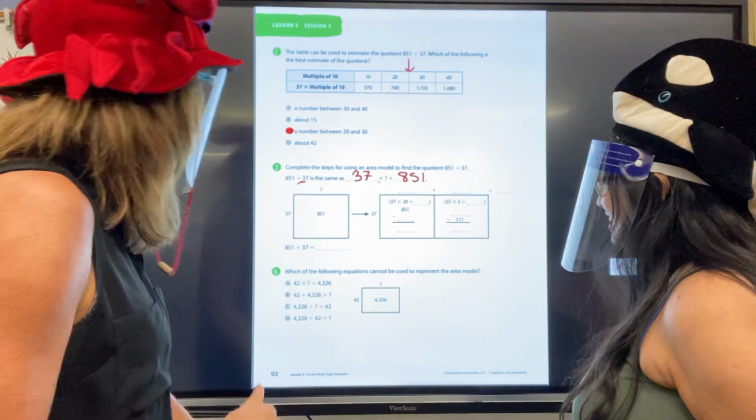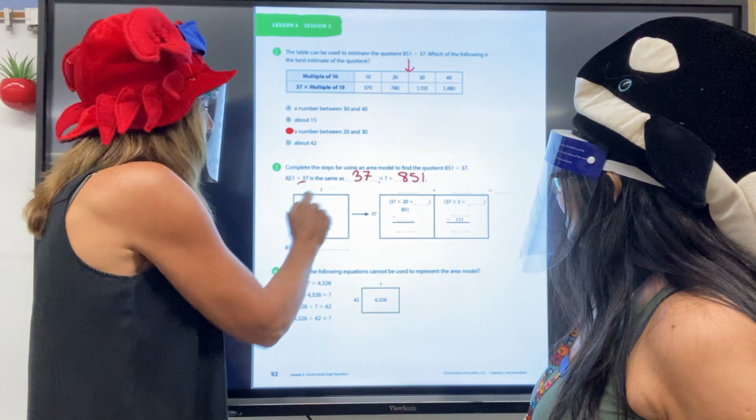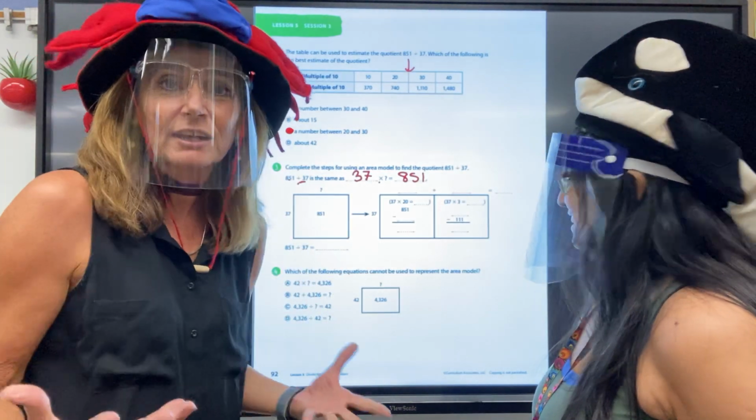All right, and so then they wrote it here as an area model. 851 is our dividend, right?